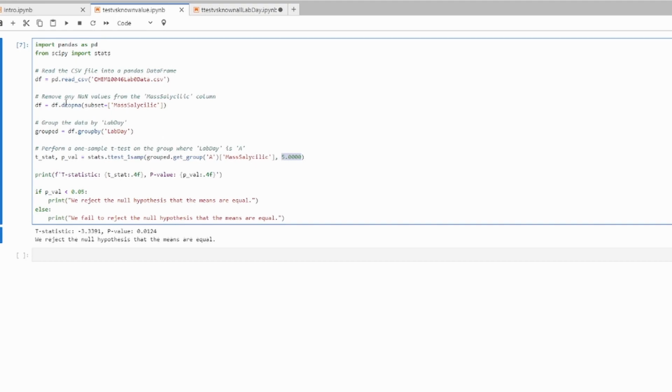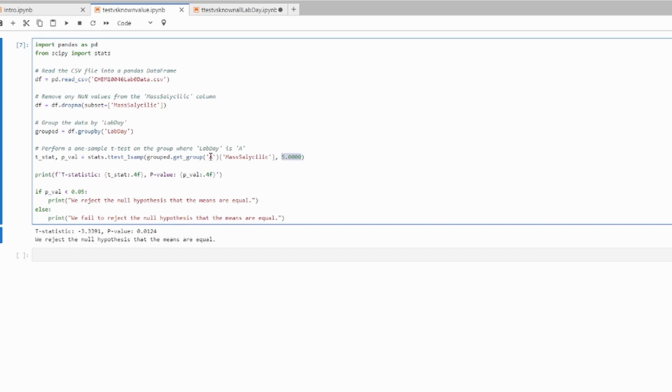And so what we're doing is we're pulling in the CSV file, we're creating a data frame, and we're dropping any null values, because the t-test doesn't like that, specifically on the mass salicylic column so that the rest of the values don't get edited. And we're going to group by lab day, so A, B, C, D. We do a t-test with the p-value using this stats function that we imported from here. And we're going to just specifically do it on lab group A.